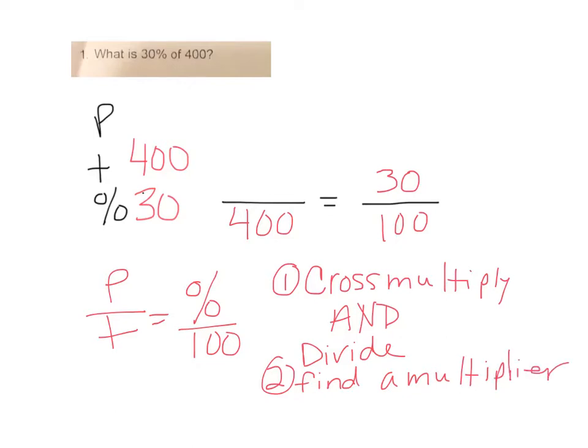Multiplier. There we go. In this case, we can see that there's an obvious multiplier between 100 and 400, and that would be times 4. So we could multiply both parts of our fraction times 4, giving us a total of 120 for the part that is missing. So 120 is 30% of 400.